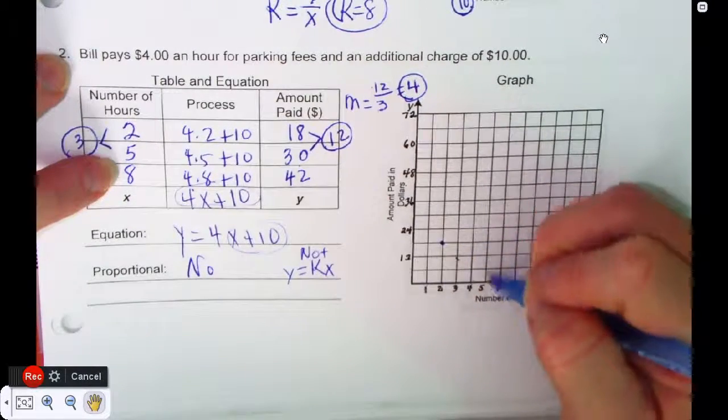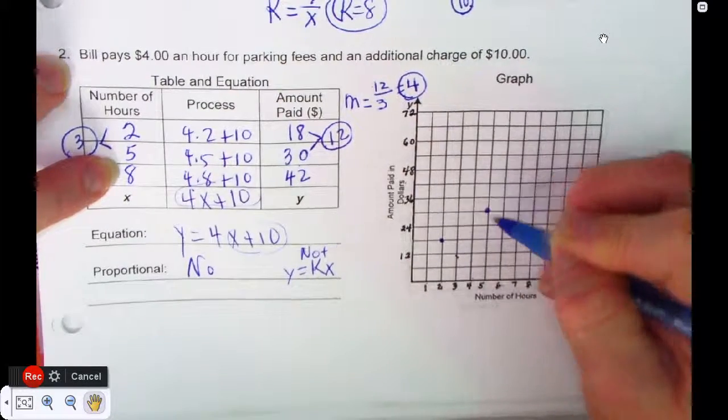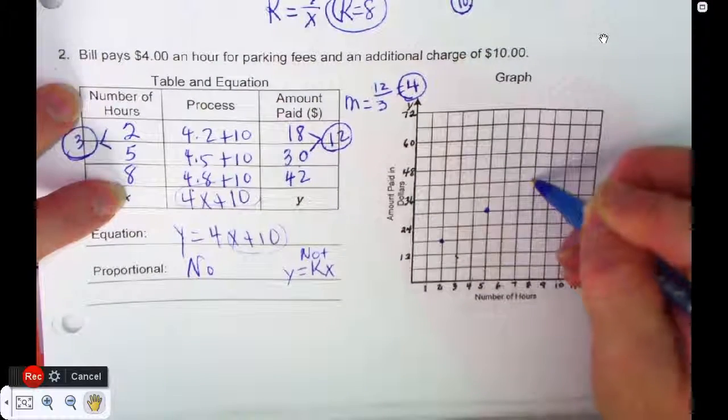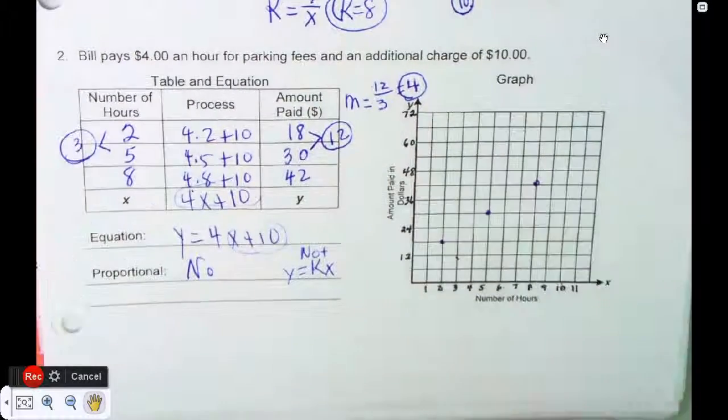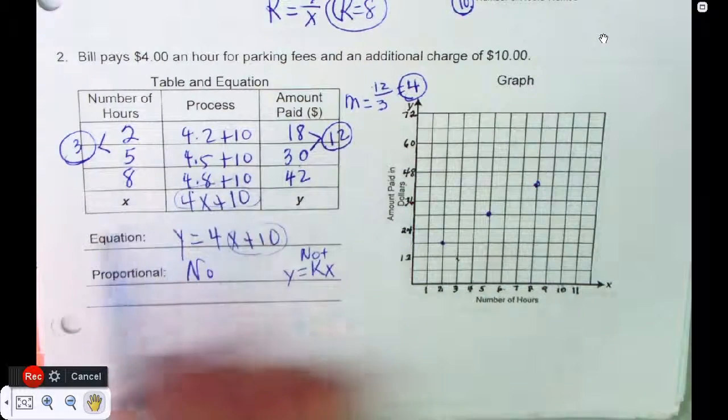And then 5 is 30. Well, that's between 24 and 36. And then 8 is 42, which is between 36 and 48. Do you guys see why I used 2, 5, and 8? Yes, ma'am. Because it was easy to graph. I kind of did it in my head before I started.